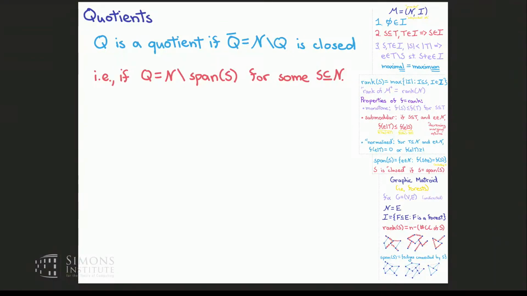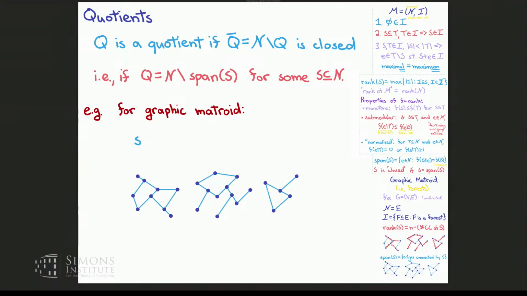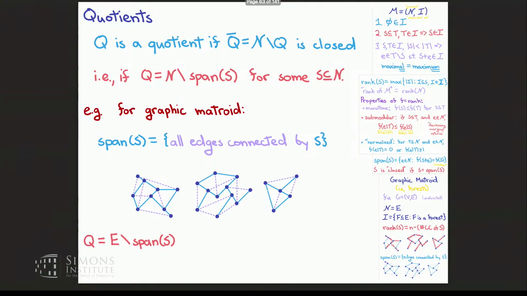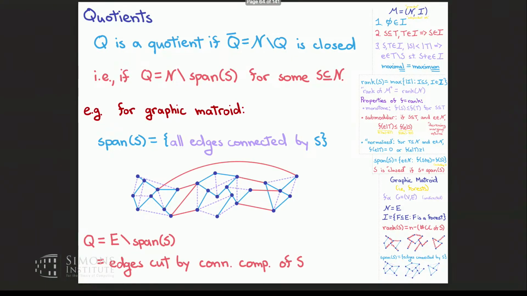That was terminology that I picked up in a paper by Carter. So for a graphic Matroid, and I have some set of edges S, as we saw, the span is the edges that are already connected. Okay. So if I remove all those edges, or I look outside, what's left is the edges going across components. So a quotient is some kind of Matroid language to express a cut in the language we're used to.